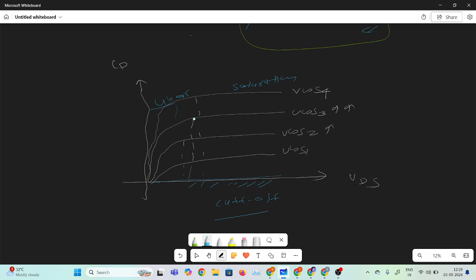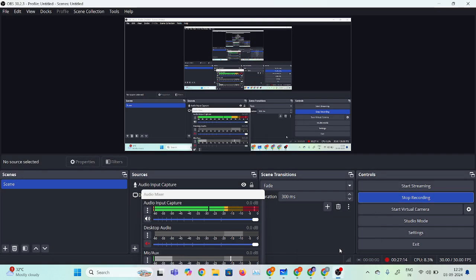In the cutoff region the current will be zero. As I told in the video, if the VGS is zero and we apply any VDS, the current will always be zero. That is the cutoff region, the saturation region, the linear region. In the next part I will discuss the current equation.